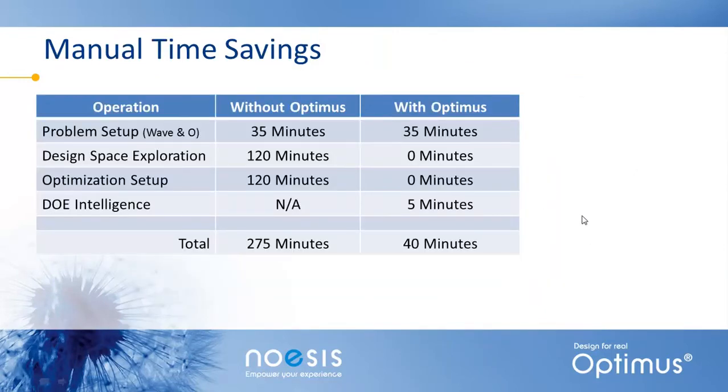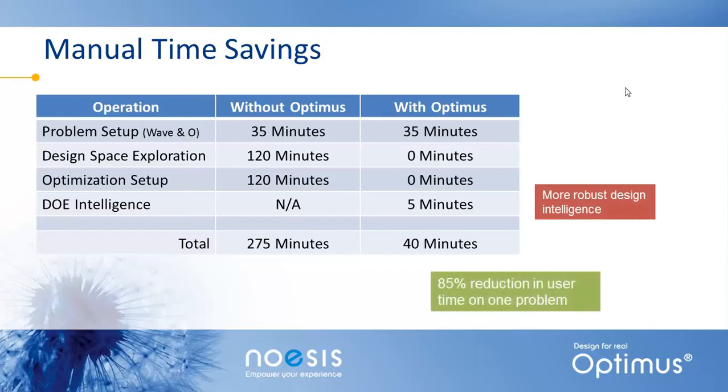In this case, users can save a lot of valuable simulation time because the problem setup is the same. But when you want to run design space exploration or an optimization, it's all going much quicker than manually parameterizing the wave models and running the simulations manually. So in this case, we had an 85% reduction in user time.